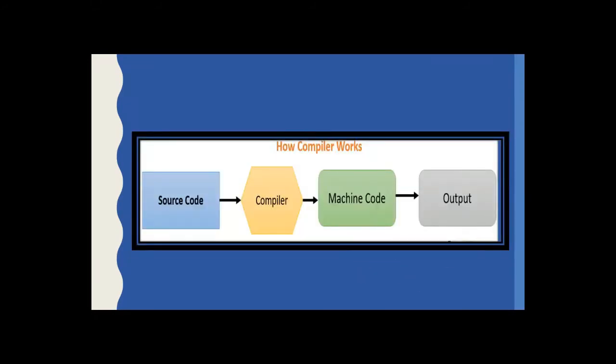Here we can see how a compiler works in a computer. The very first step is that we have to write the source code. Then the process starts. The compiler reads the complete code which we have typed in our system. Then the next step is machine code. When the compiler reads the code, it transfers it into machine code. After translating and converting, the output will be given. So these are the steps of how a compiler works in our computer system.